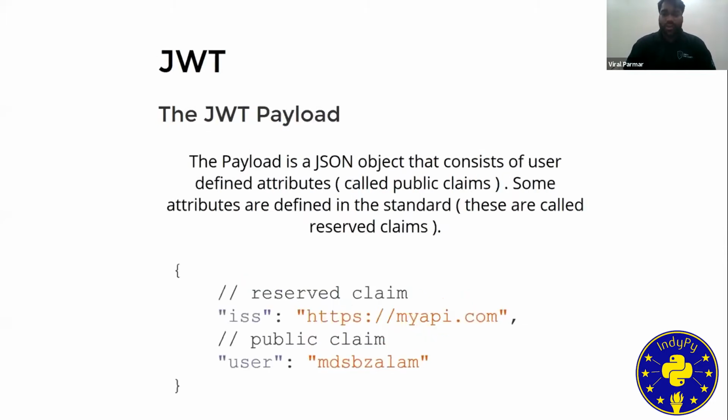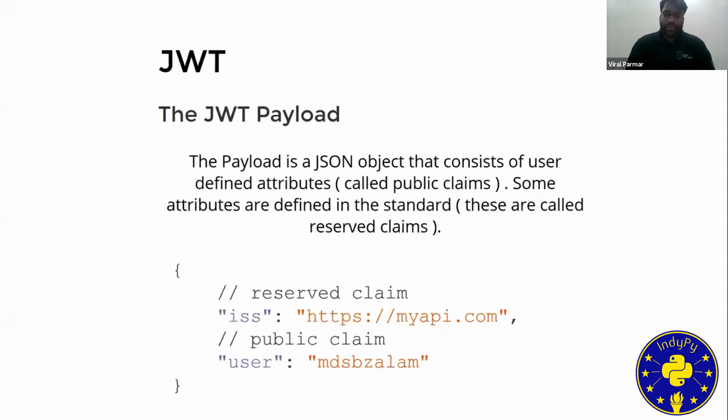Payload consists of two different kinds of attributes: public claims and reserved claims. In public claims, people can create their own attributes and use them. Like here, the user is MD Shahbaz Alam. And the issuer: who is the issuer here? It is the standard issuer. When I'm using any API, I just use the standard API, insert it here and put it here.